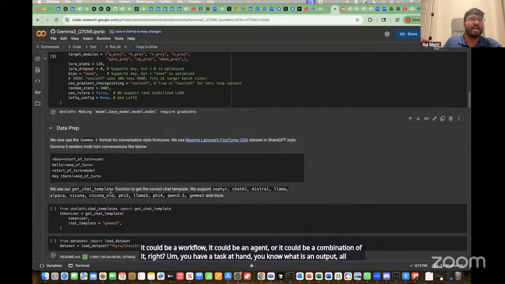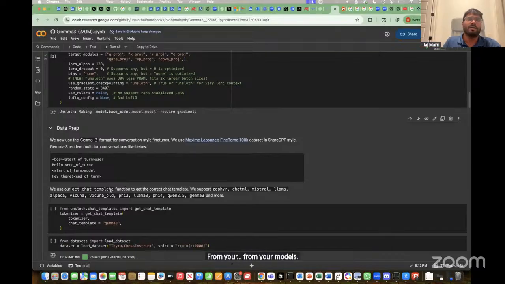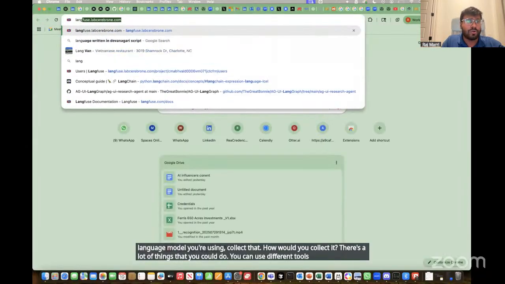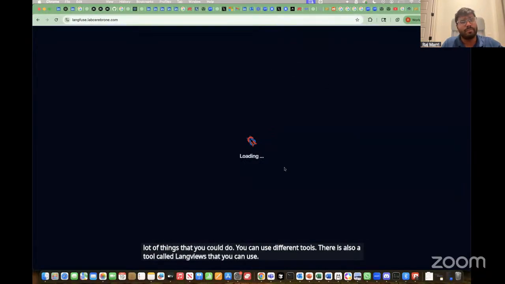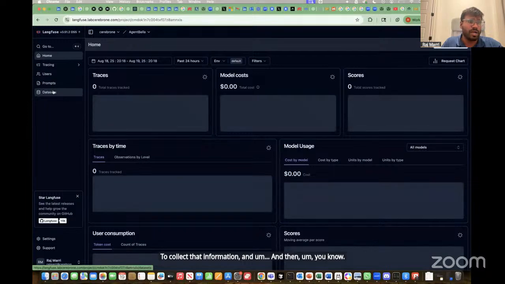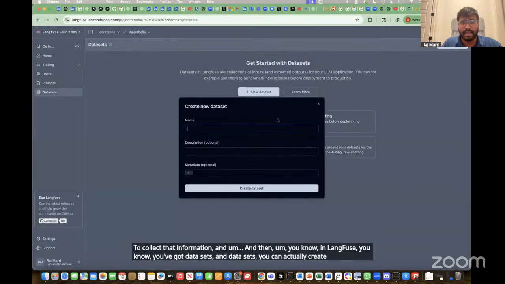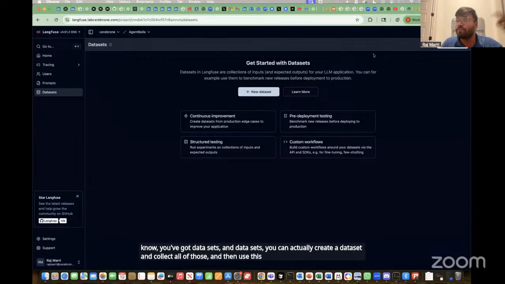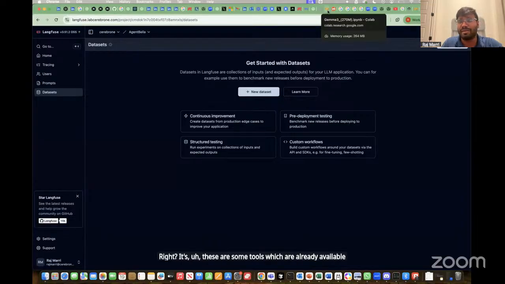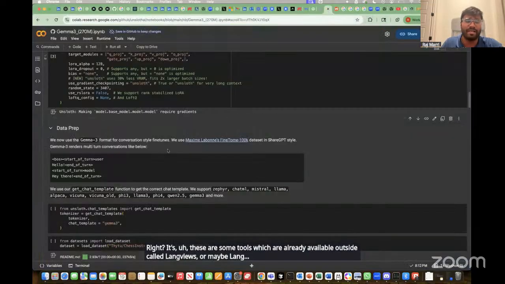All you do is first collect that input and output from your models, from your large language model, whatever large language model you're using. How would you collect it? There are a lot of things you could do. You can use different tools. There is also a tool called LangFuse that you can use to collect that information. In LangFuse, you've got datasets, and you can create a dataset and collect all of those, and then use this later on to fine tune a model, right? These are some tools which are already available, called LangFuse, or maybe Lam, or even if you just want to write a script to tap into that and store it in a database, you could do that too.